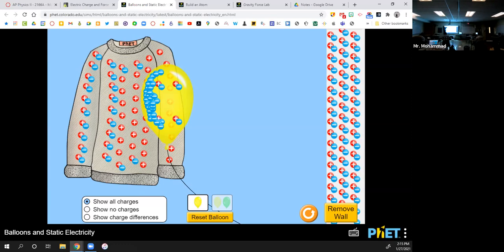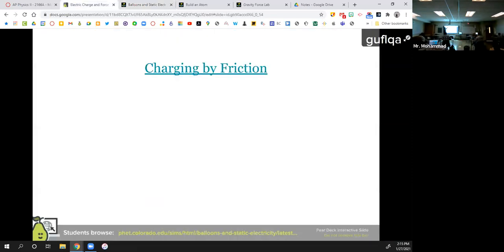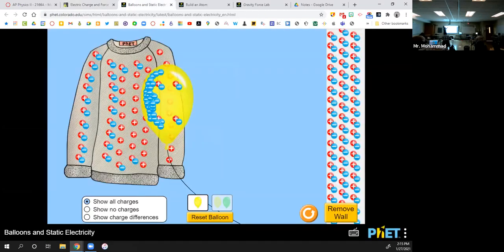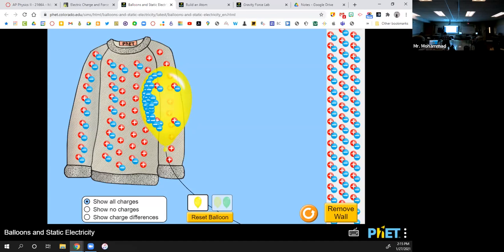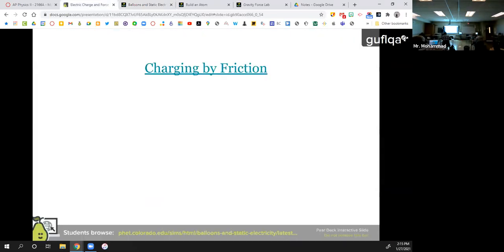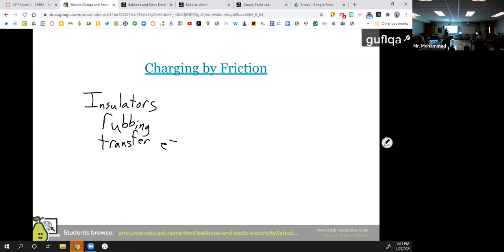And if you want to keep this open, you can definitely click on charging by friction and play around with it. The other thing you'll see, the balloon has a net negative charge. The sweatshirt or sweater has a net positive, so they are attracted. So again, charging by friction, a couple things about it. The big thing is it deals with insulators rubbing against each other. And again, it's a transfer of electrons from one object to another.